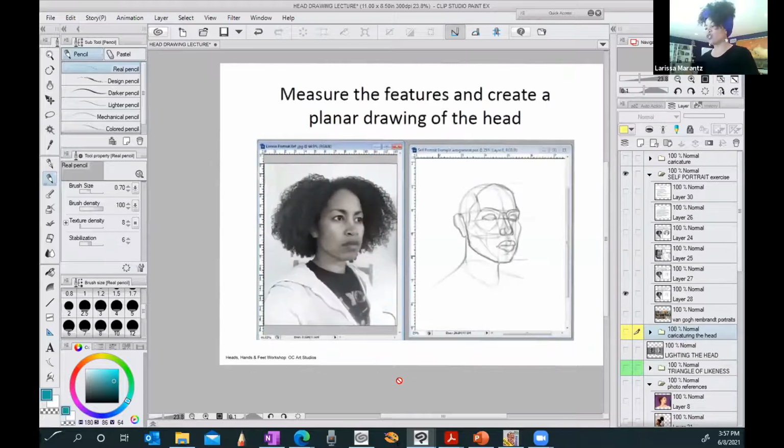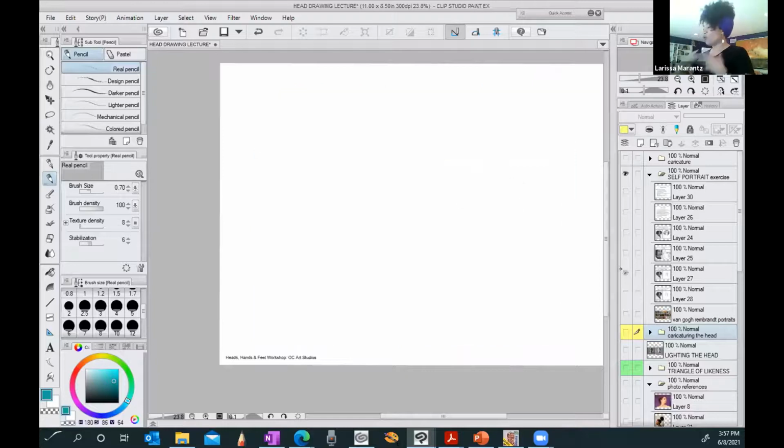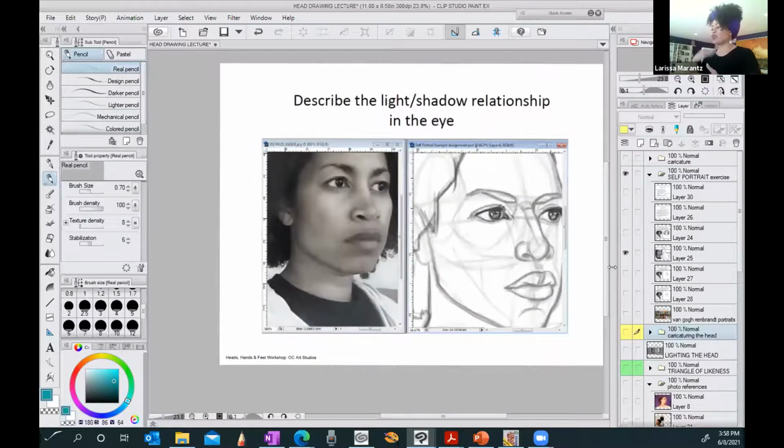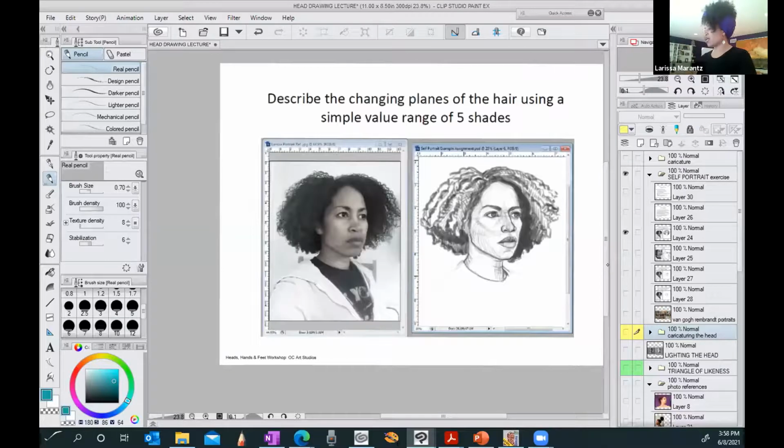Okay, so what do you do first? You're going to take a photo of yourself, obviously, or have someone take a photo of you. You're going to measure your features and create a planar drawing of the head. Planar is basically the constructed drawing, but you're also being mindful of your forms three-dimensionally, okay? Then you're going to use your lines to describe the form and draw the features and draw the planes of your features, okay? Linearly, not with tone, but linearly, okay? Then when you get into your features and you place them in the proper place, then you can start describing the light and the shadow relationship in the eye, okay?